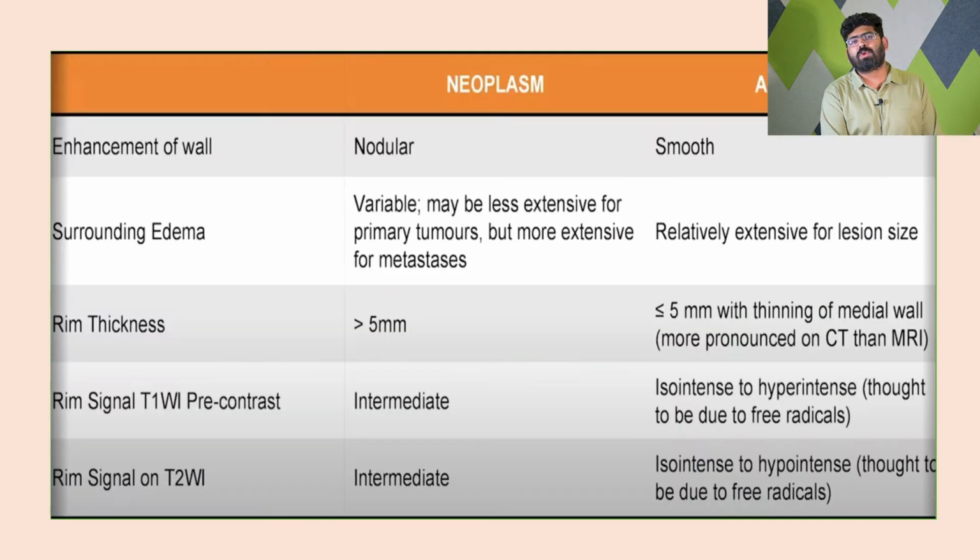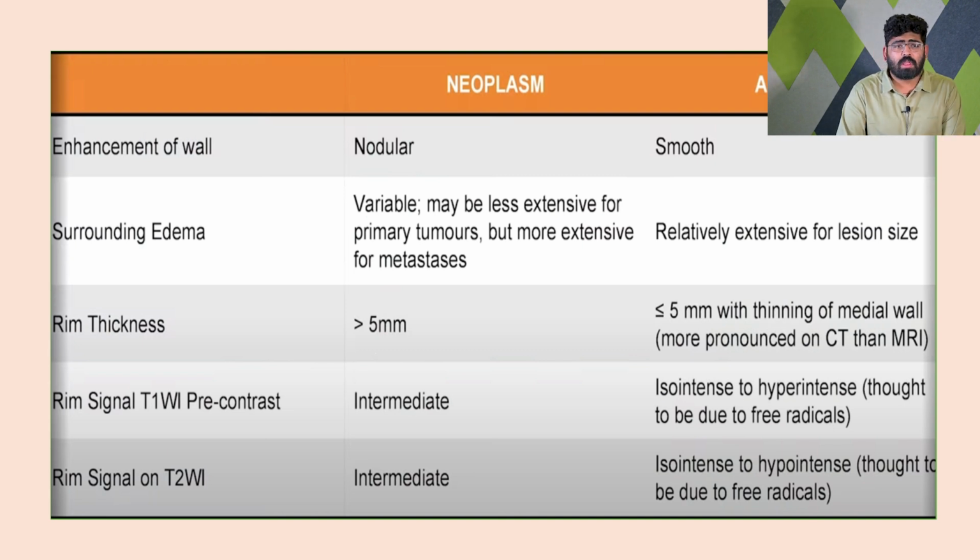So this slide will be helpful to you to differentiate when it is difficult, benign versus malignant, abscess versus neoplasm. Okay, the wall enhancement: in neoplasm the wall enhancement is nodular, and in abscess it will be smooth. Surrounding edema is variable, but the abscess will show extensive edema compared to the neoplasm. And rim size, I am talking about the thickness of the wall. It should be more than 5 usually, more towards the neoplasm, and less than 5 in abscess.